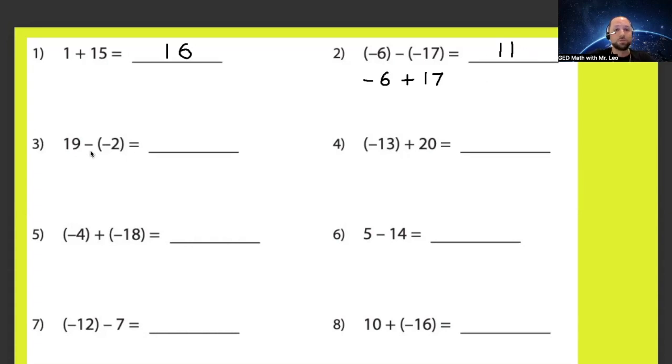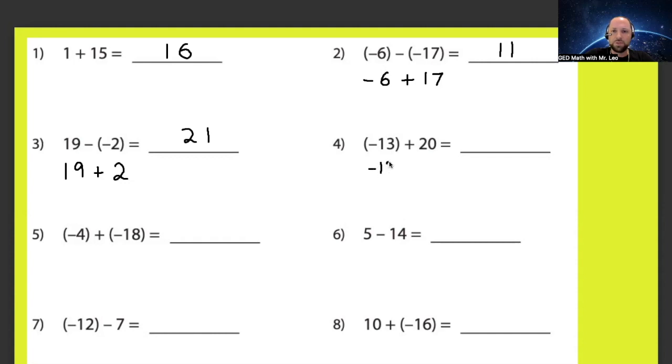Okay, over here, number 3. 19 has no signs on it, so we're just going to bring it down. That's positive. This 2, however, has a double negative. We're going to change that to a plus. This becomes 19 plus 2. Final answer is 21. How you feel? Is it looking okay?